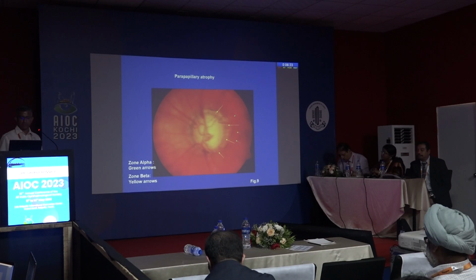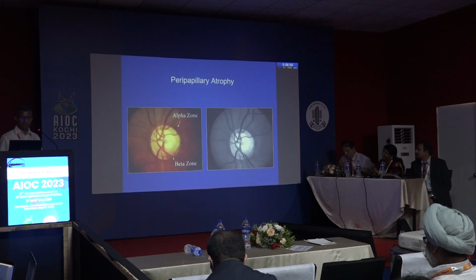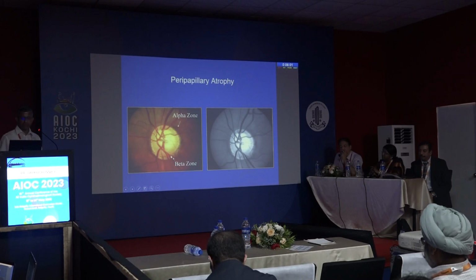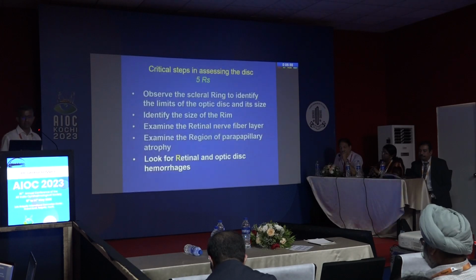So what you're seeing over here, the green arrows are the alpha zone, and the yellow arrows are the beta zone. So this is better differentiated. You can see the green arrows there, and you can see a localized inferior beta zone. If you look at the vessels carefully, you will see that there is thinning in this area too. So this is somebody who needs to be evaluated in detail for glaucoma.